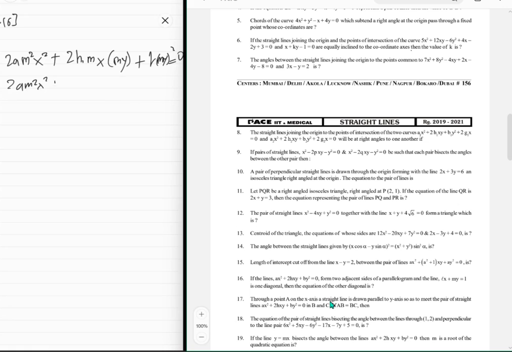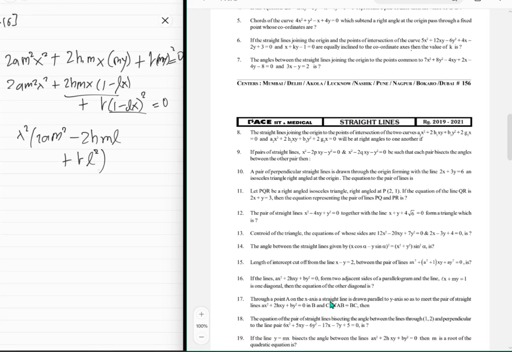So 2am squared x squared plus 2h mx, instead of my I'm going to put 1 minus lx, and for b it will be my squared, which is (1 minus lx) squared, equal to 0. Cool. Okay, time to do this. X squared times 2am squared. From here you get x squared terms as well, so it's going to be negative 2hml, and from here as well it's going to be plus bl squared. Then for x you will have 2hm times 1, and for this guy it will be minus 2bl. Then for the constant terms you only have one constant term over here, right? So just plus b equal to 0.